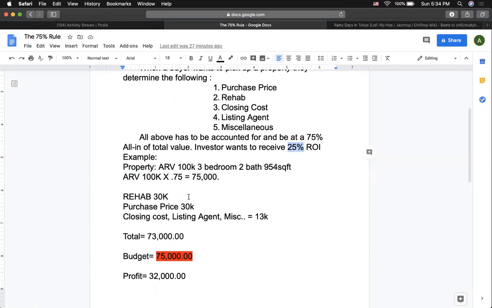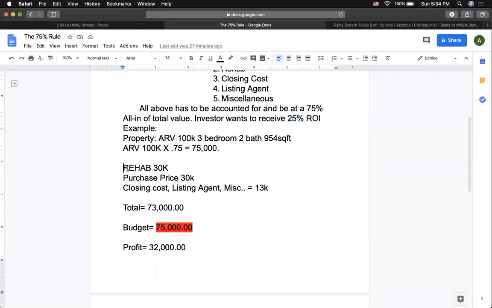So let's just go ahead and calculate. If the rehab was at 30,000, the purchase price was at 30,000, and closing costs, listing agent, miscellaneous, etc., were at 13,000, that means this investor is all in for this property at $73,000. And as you can see here, the budget is 75,000. So they were able to stick underneath it, and they also picked up an additional $2,000. So the profit on this property for this investor would be $32,000.